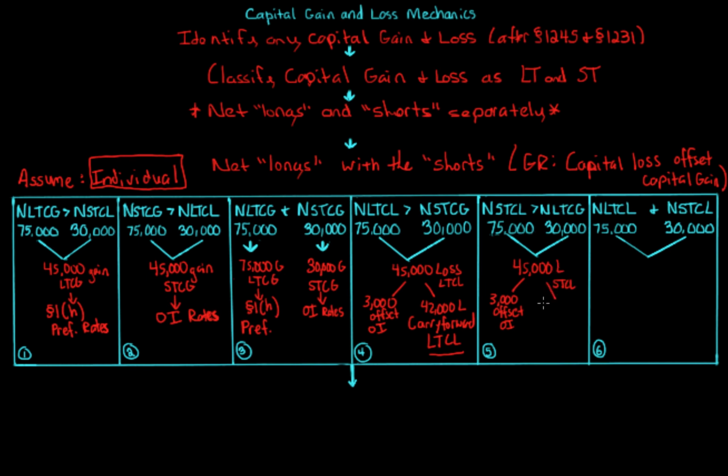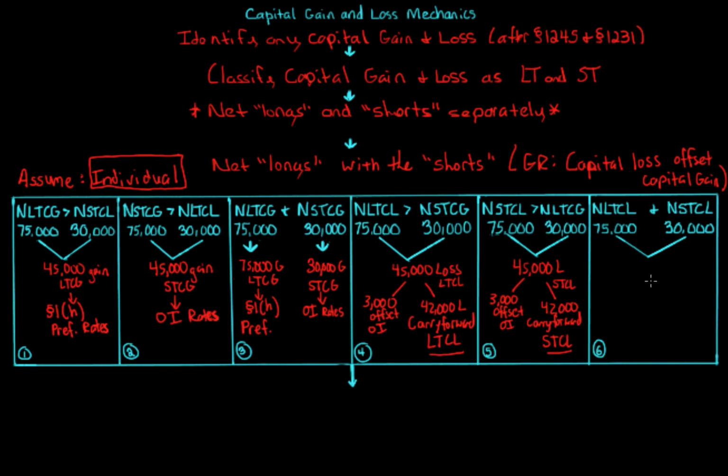And then the remaining portion, the $42,000, carries forward to the next year as a short-term capital loss. We go through the analysis. It brings over $42,000 to next year, and it goes through. We identify capital losses. We have a $42,000 carry forward. Classify capital gains and losses as long-term, short-term. Well, it's short-term. Net longs and shorts separately. So obviously we use this. If we have any capital gains in the next year, we can use it to offset. And then we net the longs with the shorts. So you bring this in again. So that's example 5. Example 6.